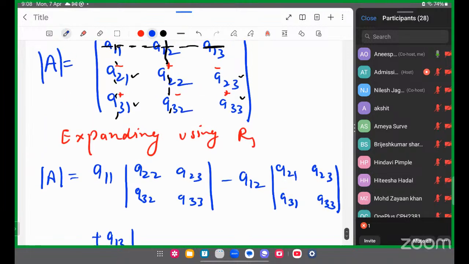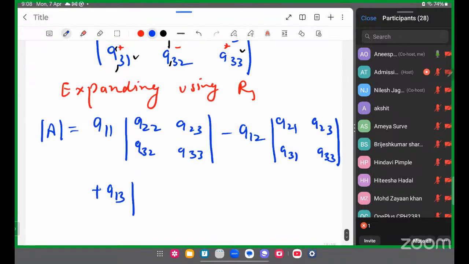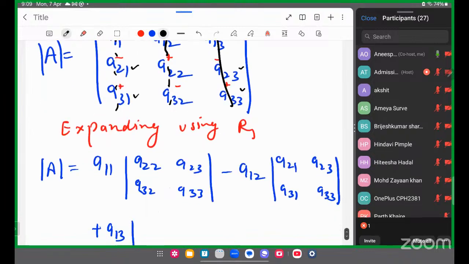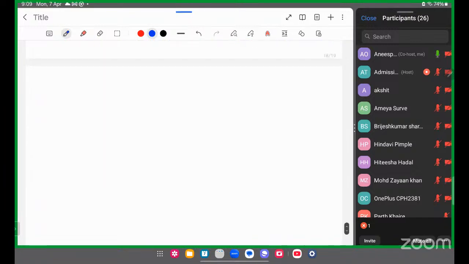Now we will take the third element A13. Its convention is plus, so we will have plus A13. And now we will delete the corresponding row and column of A13. So this will be deleted, this will be deleted, and we will be left with A21, A22, A31, A32. And now we can simplify it.